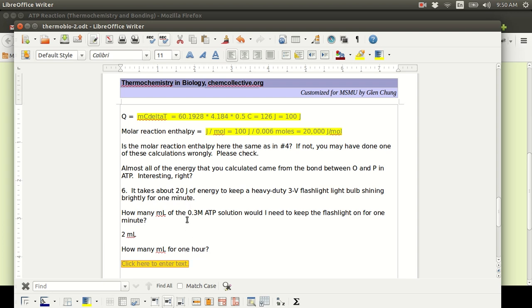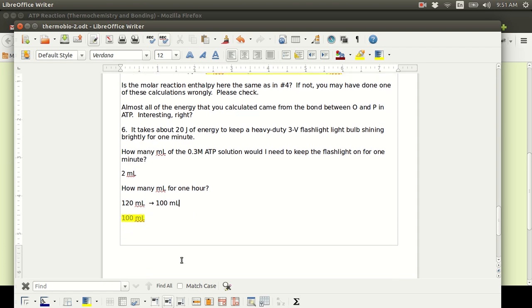Oh, what about for 1 hour? Well, this 2 milliliters was for 20 joules. And 20 joules was for 1 minute. So for 1 hour, I'm going to need 60 minutes. So I'm going to need 60 times that. 60 times 2 is 120. Of course, you can put something like 120, but I'm going to put just 100 because I'm doing this in significant figures. 120 rounded to one significant figure is just 100. So there it is. That's the lab.